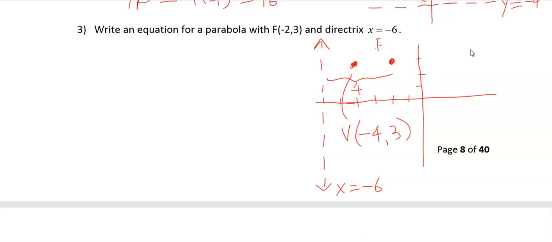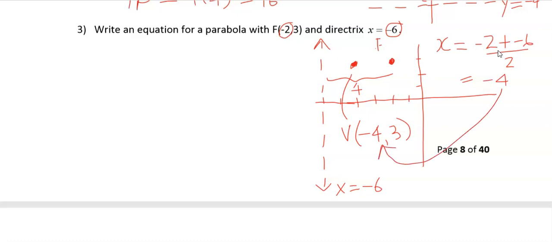So there's your vertex at (-4, 3). Another way you could locate the x-coordinate of your vertex is to look at the focus, which has an x-coordinate of -2, and the directrix, which is x equals -6. The x-coordinate of your vertex is going to be exactly halfway between those two. Algebraically, the x-coordinate is the average of those two numbers. You add them together, -2 plus -6, divide by 2, and that's -8 over 2, which is -4. So that also confirms that the x-coordinate of the vertex is -4.